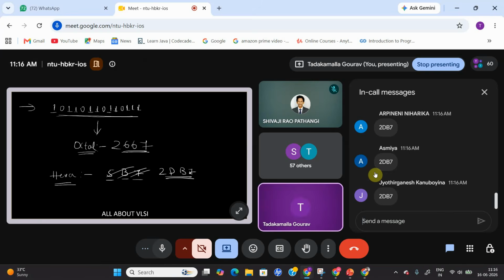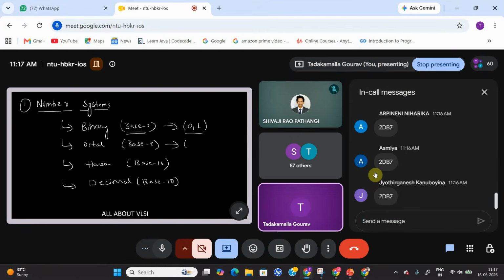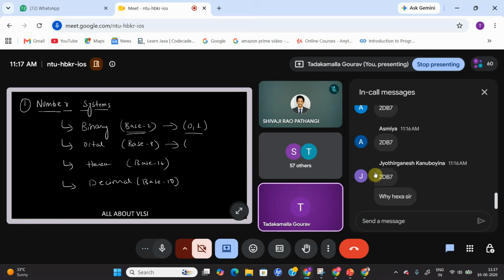Any doubts or queries here? Shall we move forward? Yes, I just told you. If you have larger numbers or larger value numbers, then to represent them with the least number of digits, you can use hexadecimal numbers.